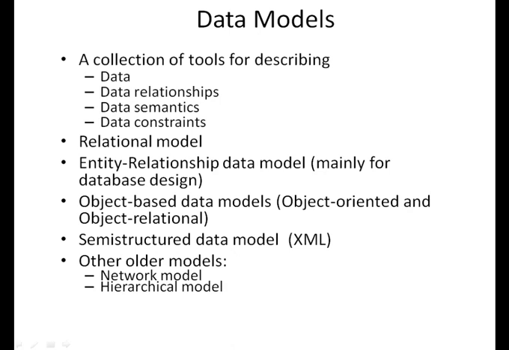Then next is your entity relationship data model. This is mainly for database design purposes. The entity relationship data model uses a collection of basic objects called entities and the relationships among these objects. An entity is a thing or object in the real world that is distinguishable from other objects. So an entity is a real world thing we represent in a database. This entity relationship data model is mainly for database design purposes. Next is your object based data model.